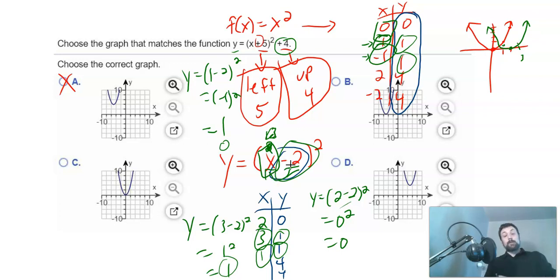Minus 2 shifts the graph to the left 2, plus 5 shifts the graph to the left 5. Did I say that right? I don't know. I keep forgetting the words I'm just using, so I'm going to repeat it one more time to make sure I said the right thing. Minus 2 shifts the graph to the right 2, plus 5 shifts the graph to the left 5.